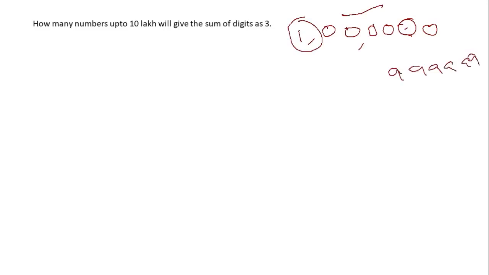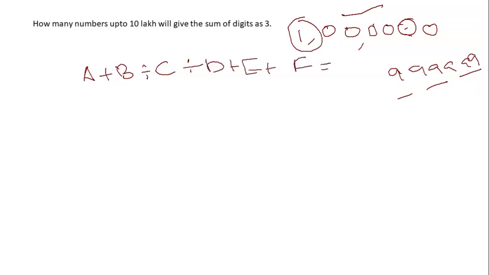9,99,999 வரைக்கும் சான்சஸ் இருக்கு. ஓகேவா? ஸோ 6 digits இருக்கும். ஸோ யூ கெட் A plus B plus C plus D plus E plus F is equal to 3 ன்னு சொல்லிட்டாங்க. ஓகேவா?